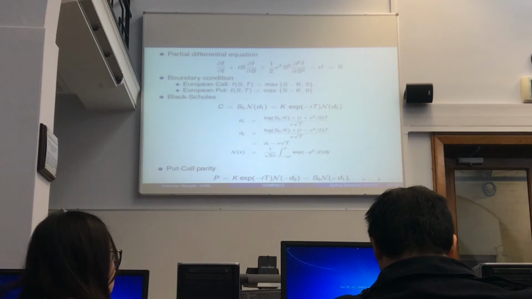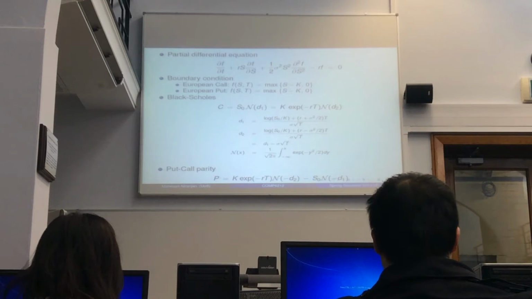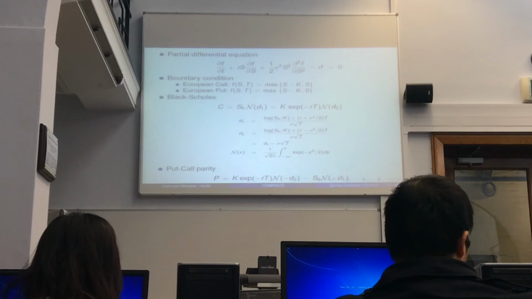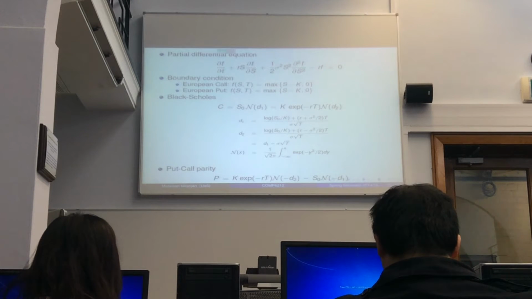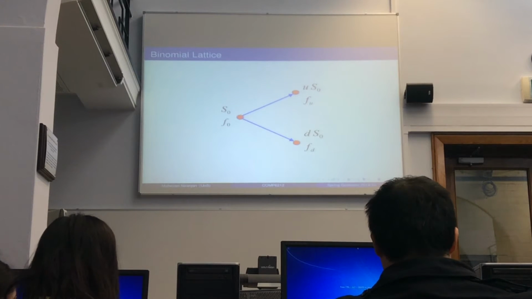So we were talking about options pricing, derivatives pricing in general. We looked at two ways of doing it. One is under very specific assumptions, you can derive a closed form solution, which we said was the Black-Scholes model. And then we looked at the binomial model of numerically pricing that option.